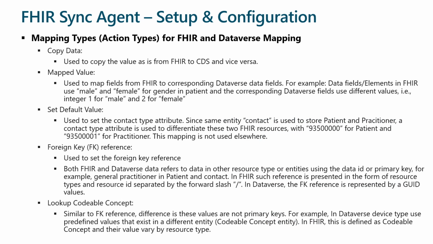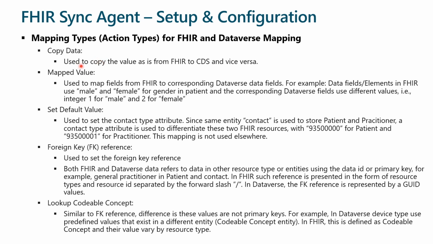You can also disable the attribute maps for the attributes that you do not want to sync with the FHIR Sync Agent. In addition to disabling the out-of-the-box maps, you can also add or create new entity maps, and also create new attribute maps. There are 5 mapping types for FHIR and Dataverse mapping. The first one is copy data.